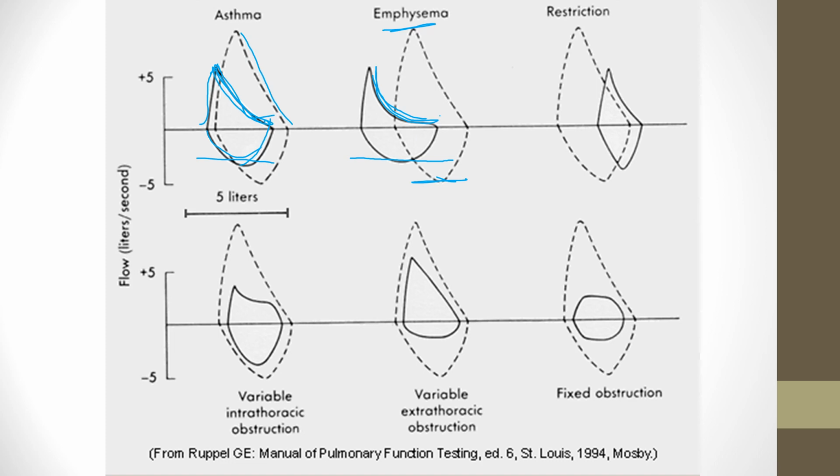Restrictive effect, volume is your x-axis, right? So you're going to see a lot smaller volume than what is predicted for them overall. But it's going to mirror what it would be. It just looks like a mini-me. It's a smaller one. Intrathoracic obstruction and extrathoracic obstruction, we're looking at something that's blocking the ability for them to exhale or inhale, or fixed obstruction like a tumor in their trachea. We're going to see these different values. We're going to see these different waveforms as well.